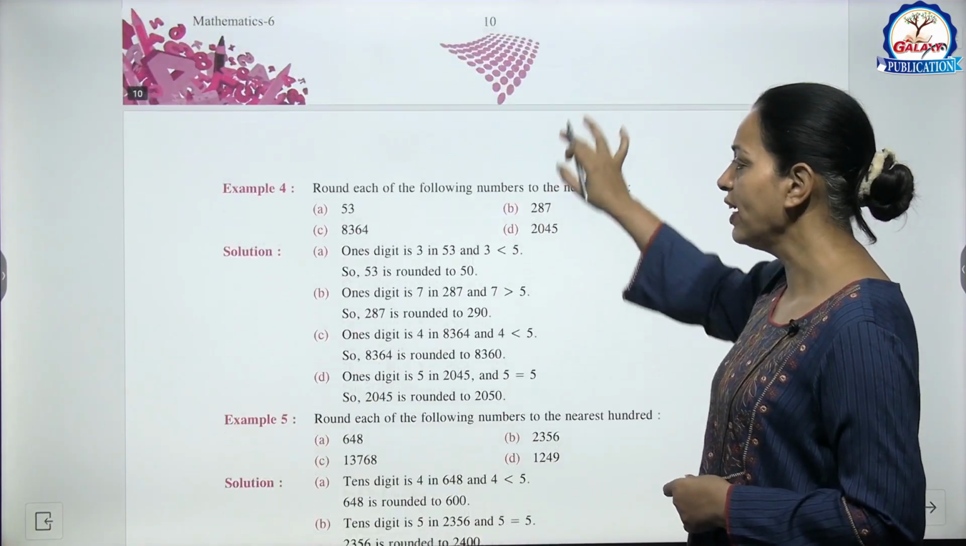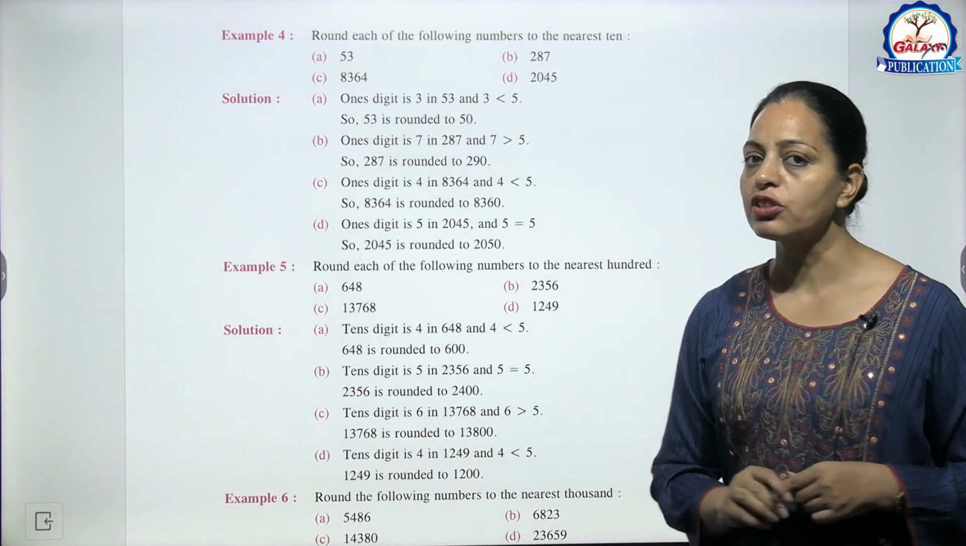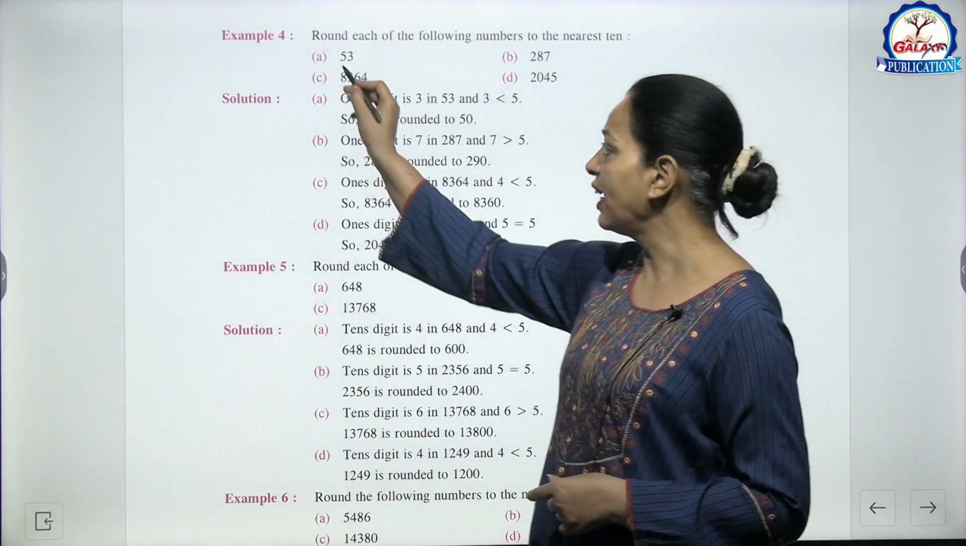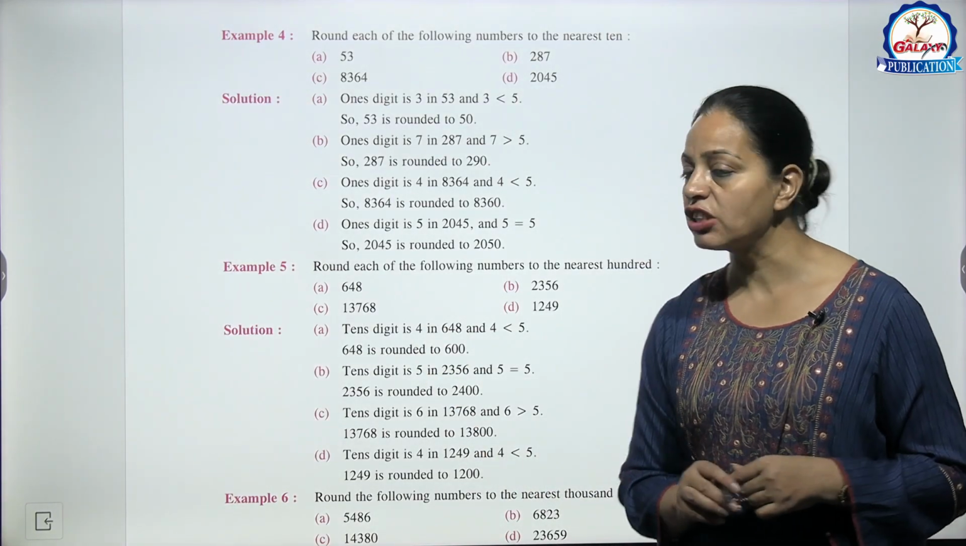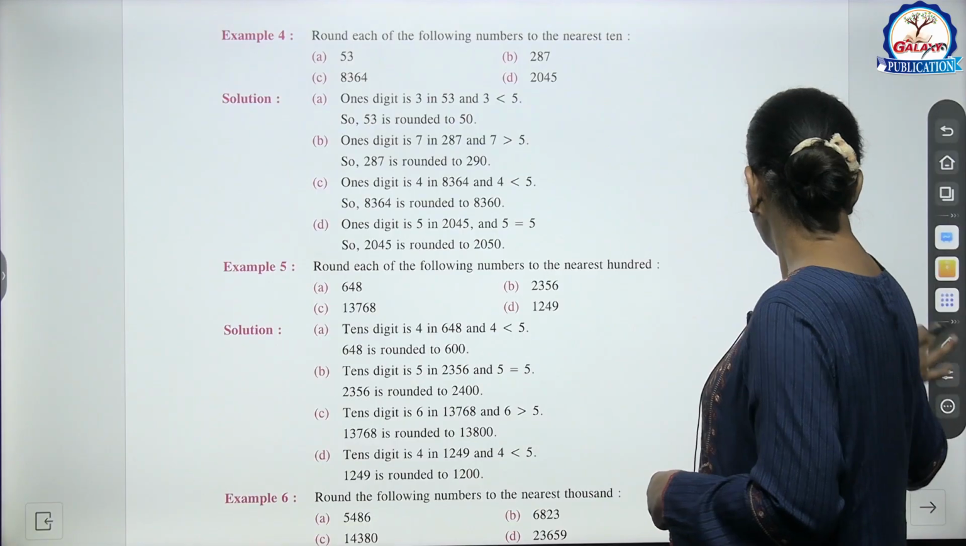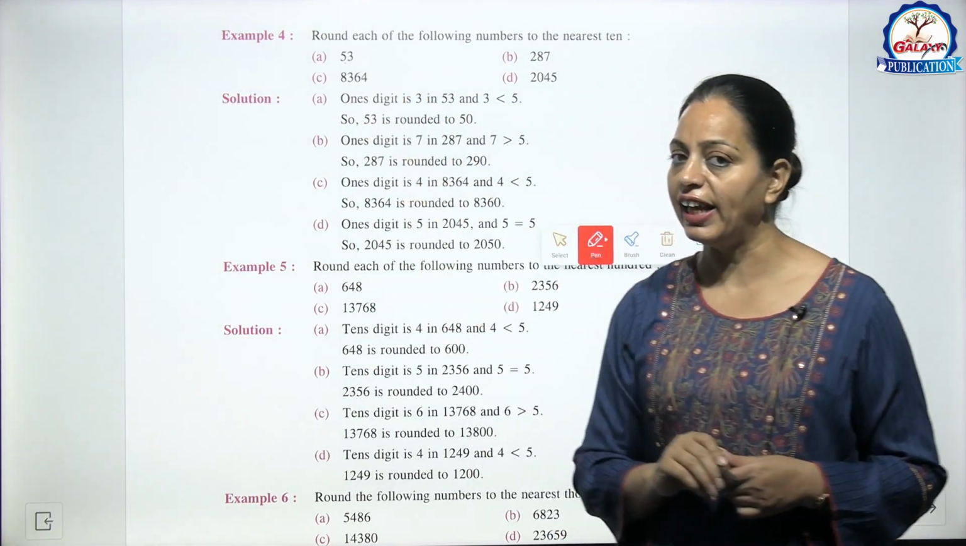Now come to next example 4. Round each of the following numbers to the nearest tens. Like A part 53. So see the ones digit. This is 3, which is less than 5. So now make it 0 and there is no change in tens digit.